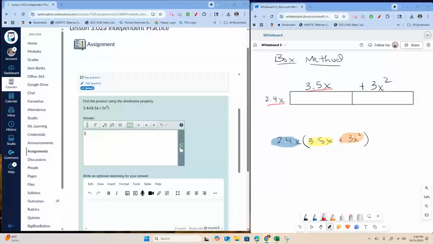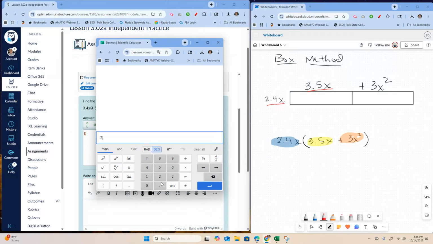So I'm going to multiply 2.4x times 3.5x. And what I do is use the calculator, guys, especially when you're working with decimals. So here's my calculator. I'm going to multiply 2.4 times 3.5. And you can see I got 8.4. That's what I'm going to write here, 8.4. And when I multiply the x by the x, because I'm repeating the x twice, I'm going to put x squared.